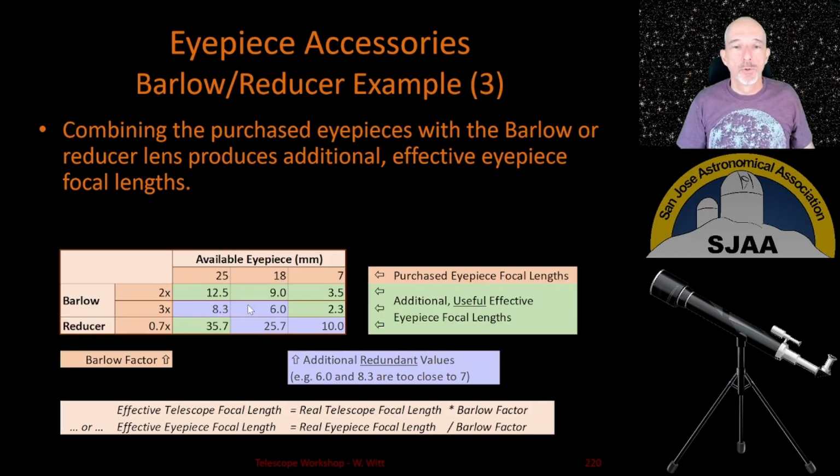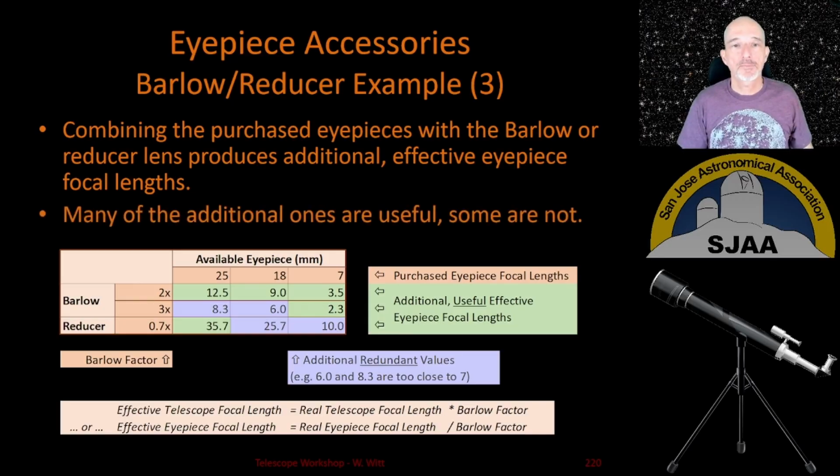So the blue ones here are basically redundant. They are not helping us at all because the 6 is too close to the 7. Again, the 8.3 is too close to the 7. It's a little different, but not appreciably so. The green ones, they are interesting. They are different. So 9, 3.5, 2.3, these guys are actually useful additions to the effective set of focal lengths. So many of the additional generated effective focal lengths are useful, but some are not.